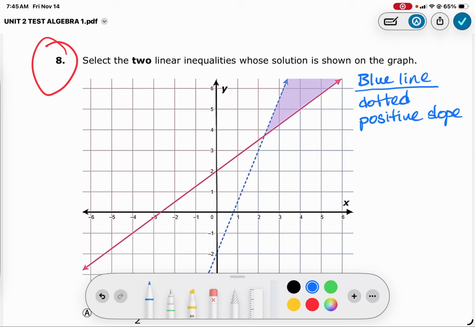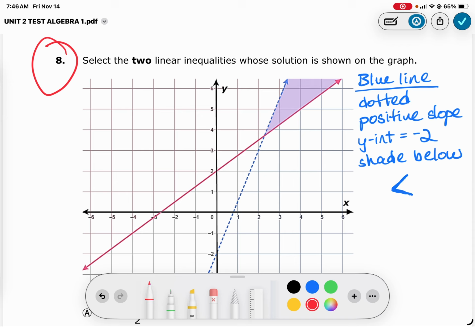The y-intercept is -2, okay? And the shading for the blue line, this would be above and this would be below. So for the blue line, the shading is actually below. Shaded below. Okay? So we can get that out the way. Now, with that being said, for the blue line, if it's dotted and it's shaded below, that means we're going to have the less than symbol.